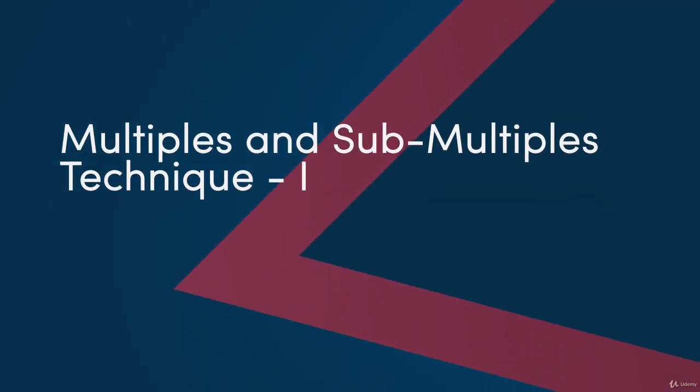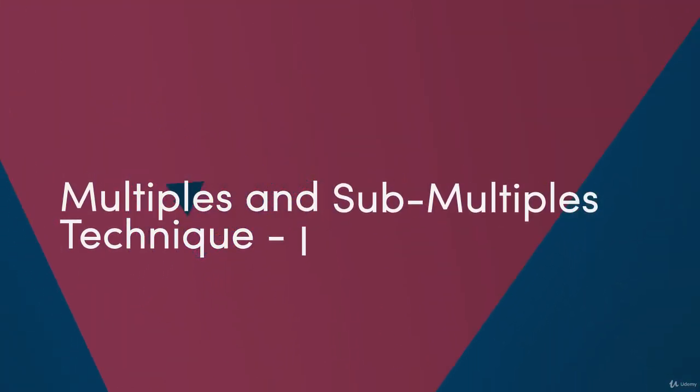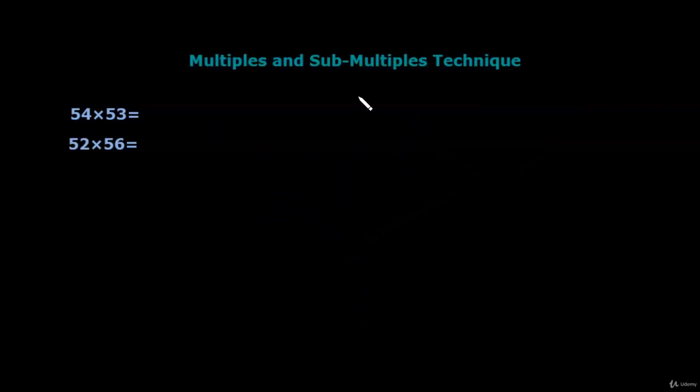Hello and welcome. This lecture is based on multiplication of two numbers near to base using the concept of multiples and submultiples. In Vedic math, we always take the base as 10, 100, 1000, 10,000, etc. But sometimes we take the base as 50 or 200 or 500, 4,000, etc.